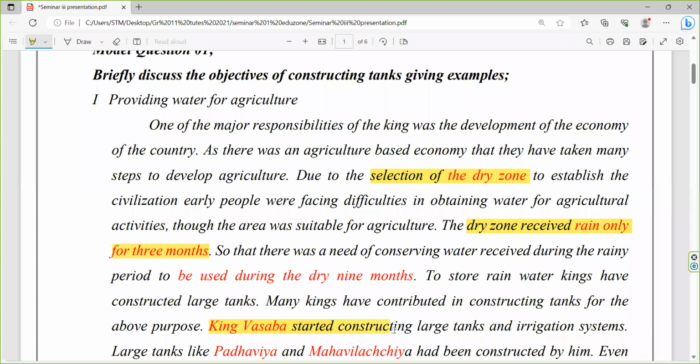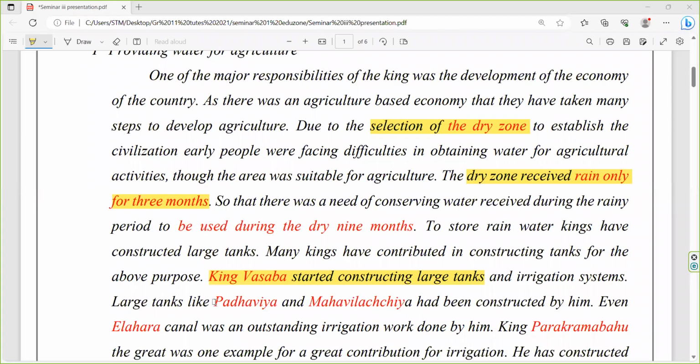Now, King Vasabha started constructing large tanks. So that's an example you can give. Vasabha was the king who started constructing large tanks, and some of the tanks constructed by him are Padaviya and Mahavilachchiya. So you are giving some examples. Even the Alahara Canal, who constructed it? So this is the third point for which you are given marks.